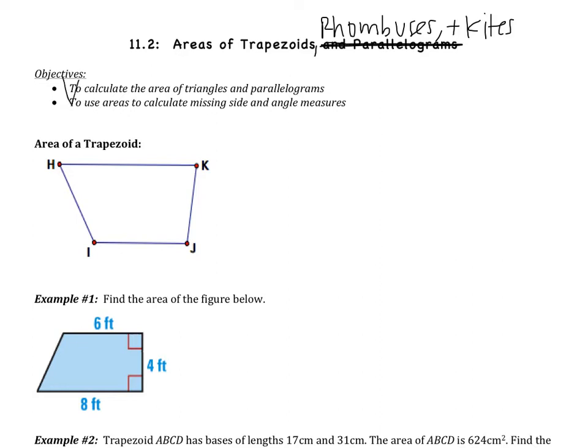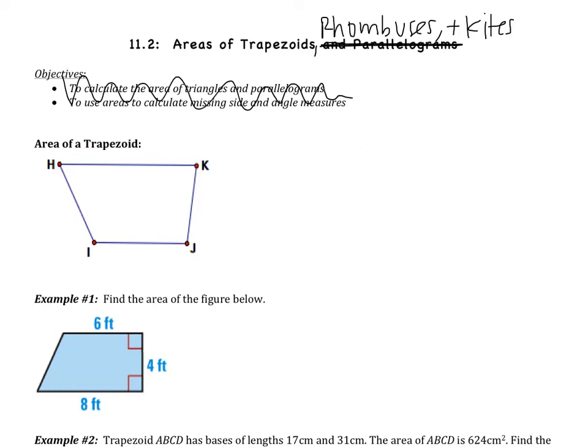So these objectives are also wrong. I'm sorry for the mistake. This video will cover trapezoids, rhombuses, and kites. We're going to calculate their area, and then like last video, I might give you the area and ask you to work backwards to find a missing side or angle.